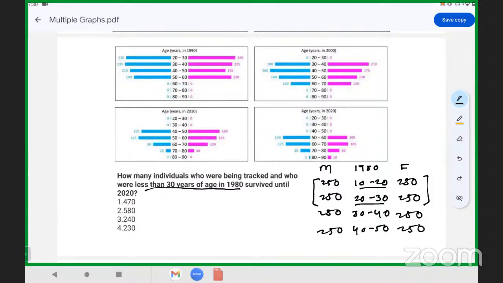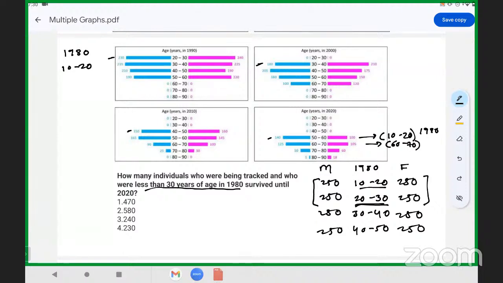Now what we have to find out is who survived until 2020. So survive until 2020, which means this 10 to 20. So suppose in 1980 here, now the ages of 10 to 20 will become 20 to 30 over here. In the next group they will become 30 to 40, in the next 40 to 50, and now they will become 50 to 60. Which means the 50 to 60 group is nothing but the 10 to 20 group of 1980. We'll simply add 40 years to them. Similarly, those who were 20 to 30 will become a group of 60 to 70.